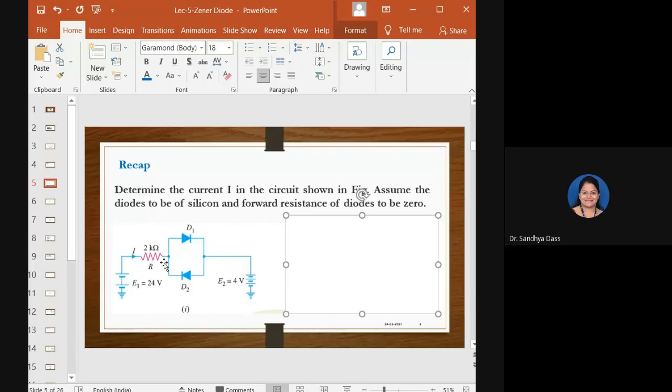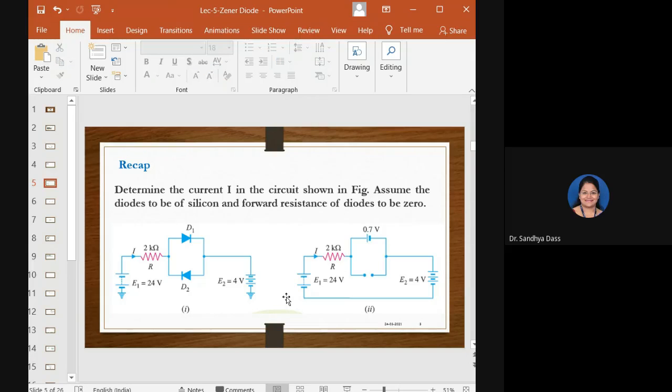If you go in this direction, complete this path and tell me the KVL. Is it minus E1 plus I into R, plus VD1, I'll take it as VD1, the voltage drop across diode 1, plus E2 is equal to 0? Is it correct? Just verify, I'll repeat. Minus E1 plus I into R plus VD1 plus E2 is equal to 0. Am I right there? Are you with me?